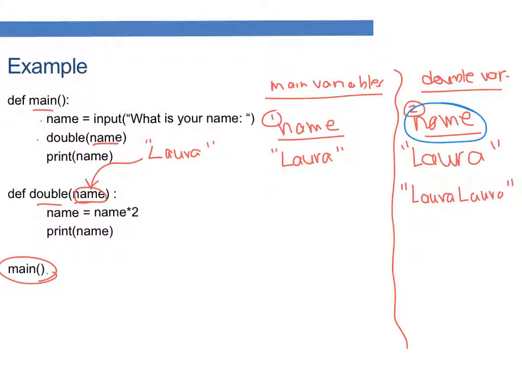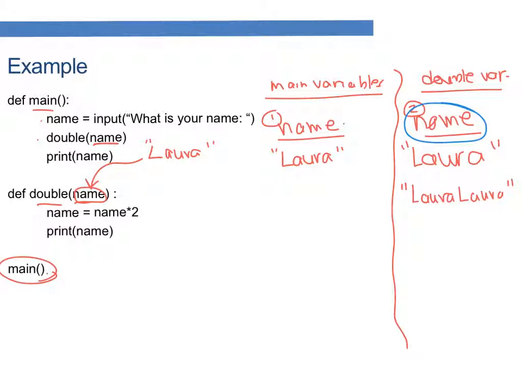So notice here that inside of double, name is changing. Inside of main, name is not. So notice we have those two variables, and depending on what function we're working in is where that variable is actually changing. There are two variables called name, but one in each function, so they are different.